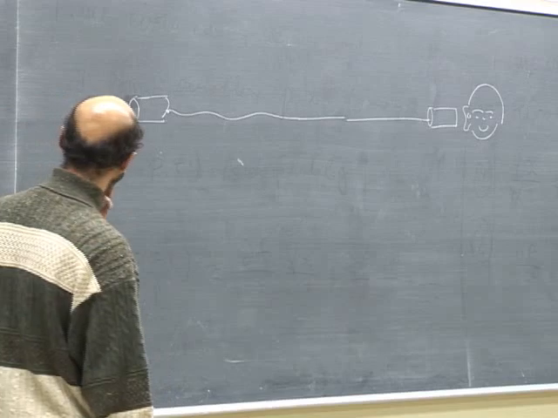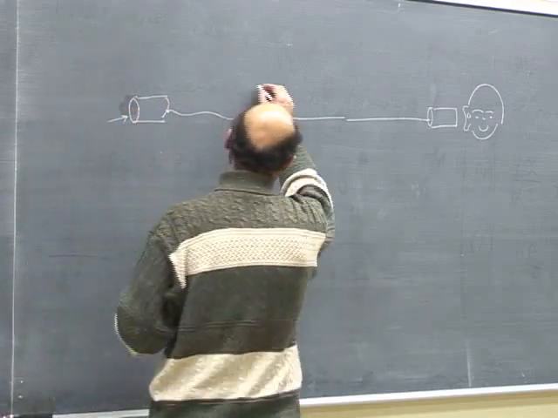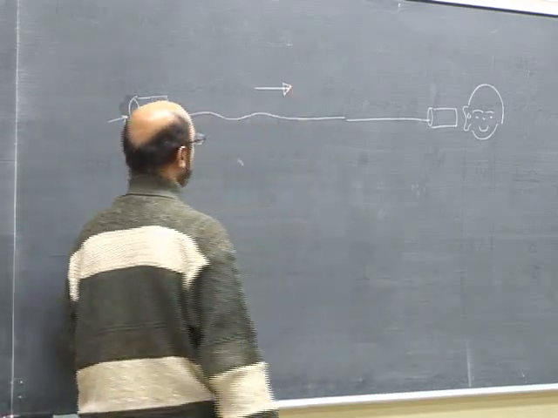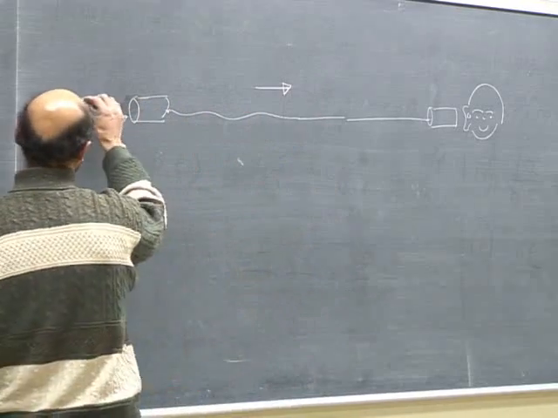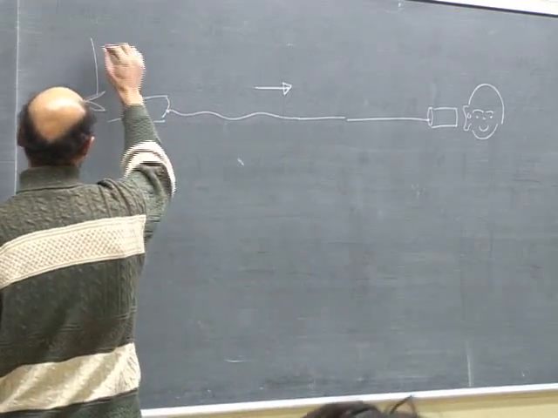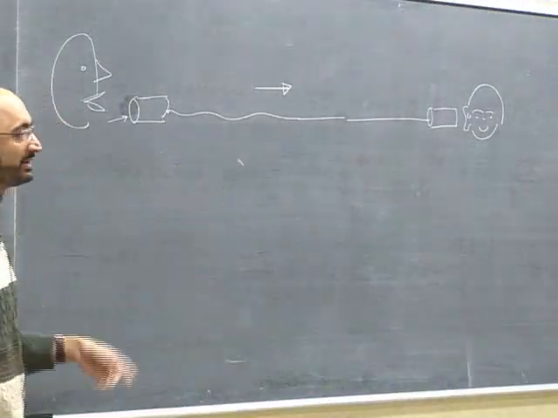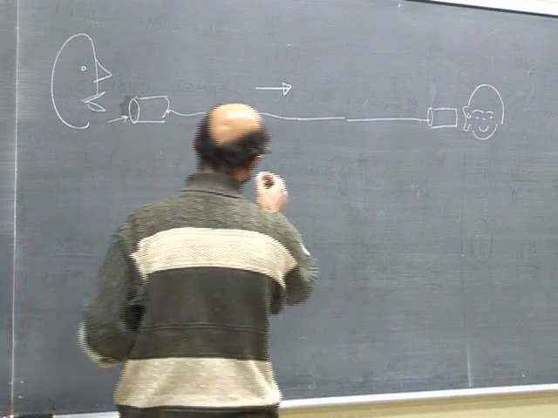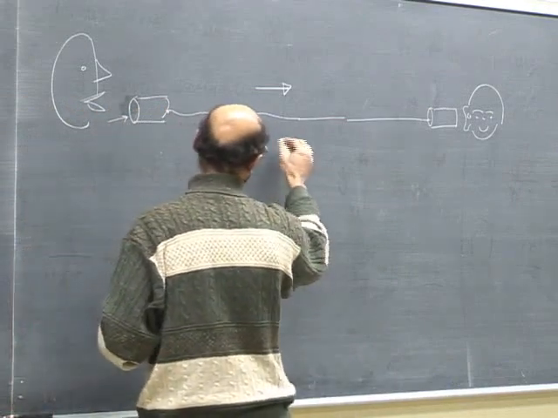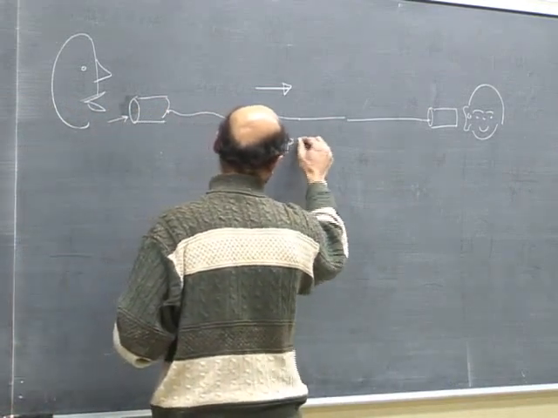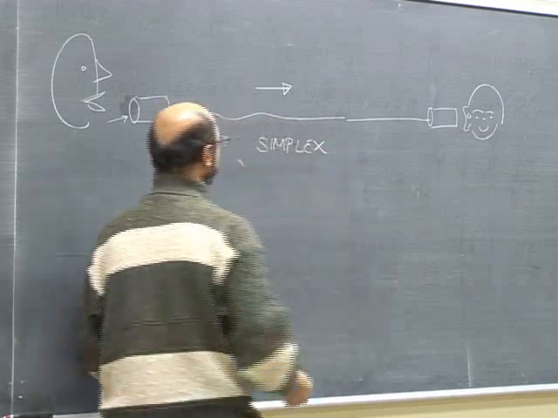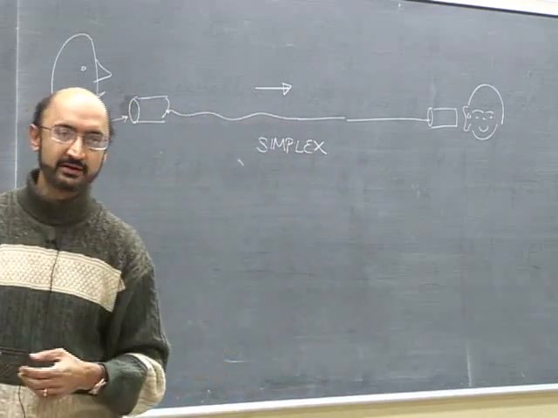But there's more to it. One of the things is that it's unidirectional. One person is speaking, and the other person is hearing. So it's unidirectional. A unidirectional channel like this is called a simplex channel. Simplex means it's one way. That's the term that we use.